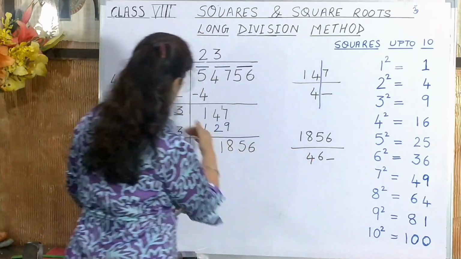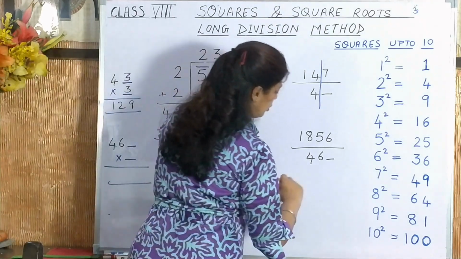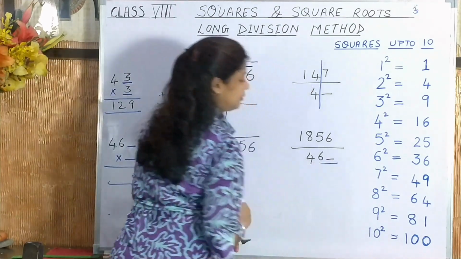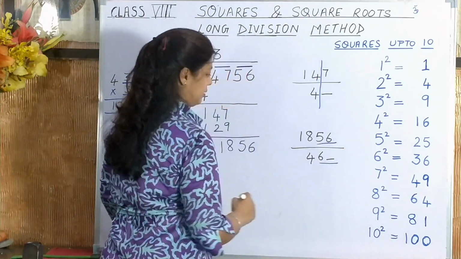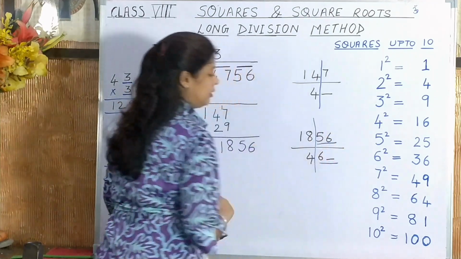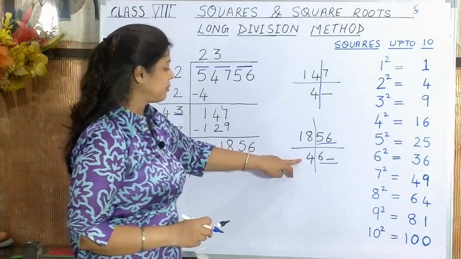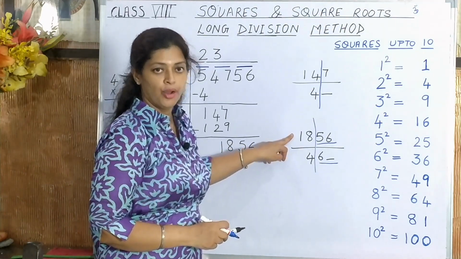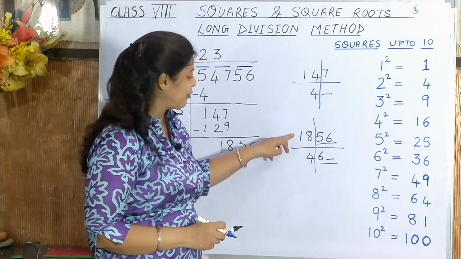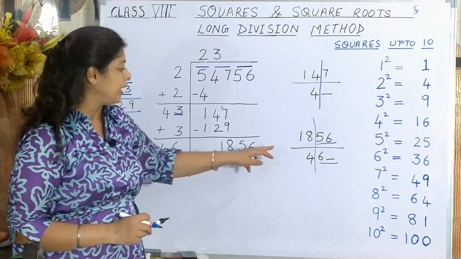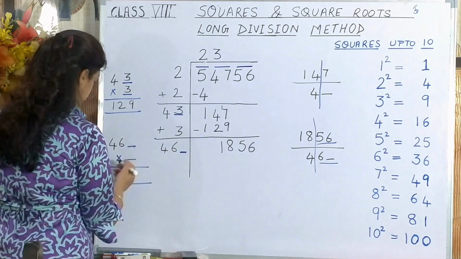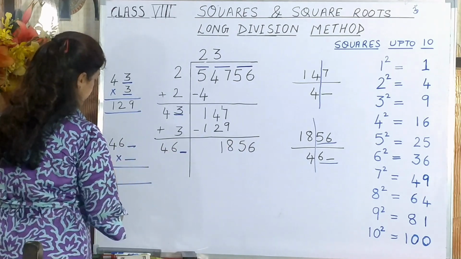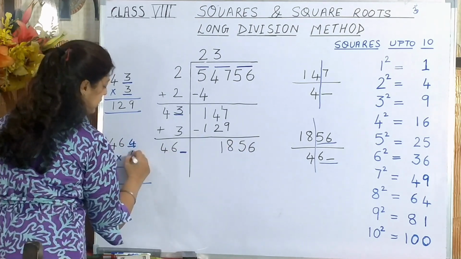In this step 2, I will leave out two numbers from the denominator as well as two numbers from the numerator. Draw a line here. Now I will check how many times 4 goes in 18. 4 4s is 16 and 4 5s is 20. 20 is more than 18. Since 4 goes 4 times maximum, I write the missing digit as 4 and I multiply.